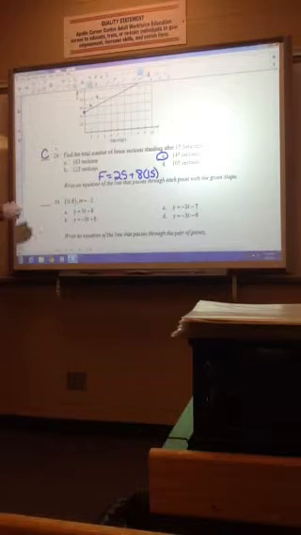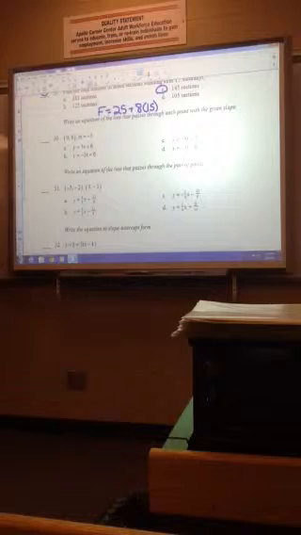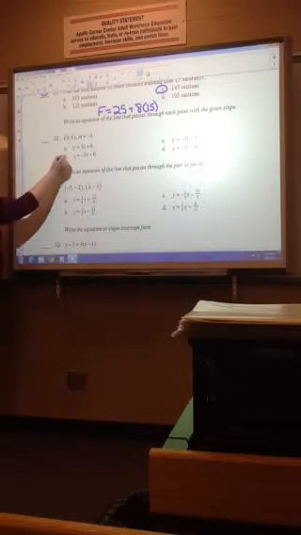Okay, we're still working with slope-intercept form here. M is the slope. (0, 6) is what? 6. That's the y-intercept, isn't it? When x equals 0, the other number is your y-intercept. So what's the right answer here? B, because it's a positive 6.